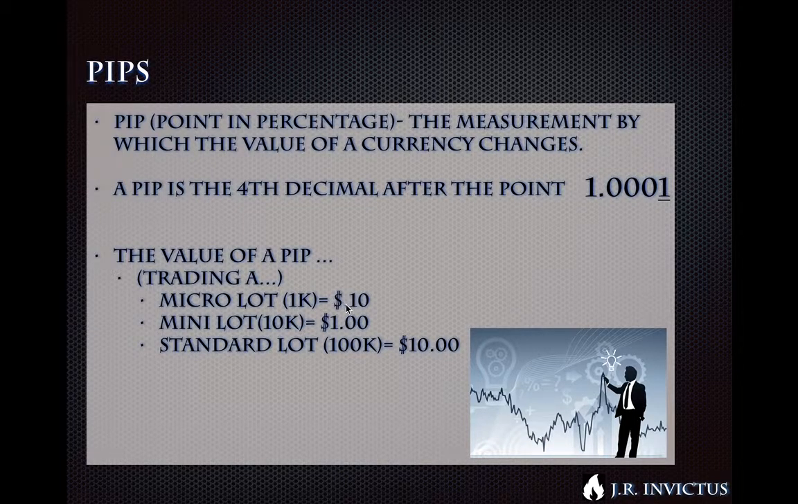Okay, write that down. So as we said before, every pip that the value goes up or down, if you're trading a standard lot, that's $10 that you either make or lose. A mini lot, that's $1 that you either make or lose. And then a micro lot is 10 cents that you either make or lose per pip, okay? So now keep in mind the value of a currency can change even thousands of pips a day.